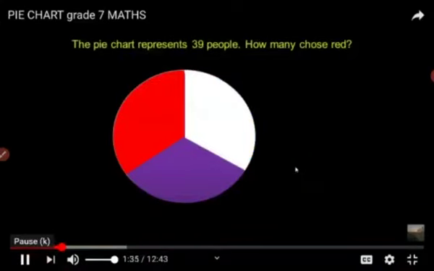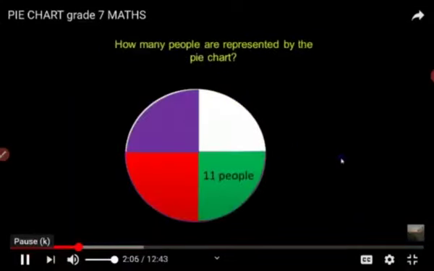This pie chart represents 39 people. How many chose red? If you look at the different sectors of this pie chart, it has been divided into 3 equal parts. Each part represents 1/3 of the circle. So, red is 1/3 of 39. 1/3 of 39 gives you 13. 39 divided by 3. 3 equal parts, so it's 13.